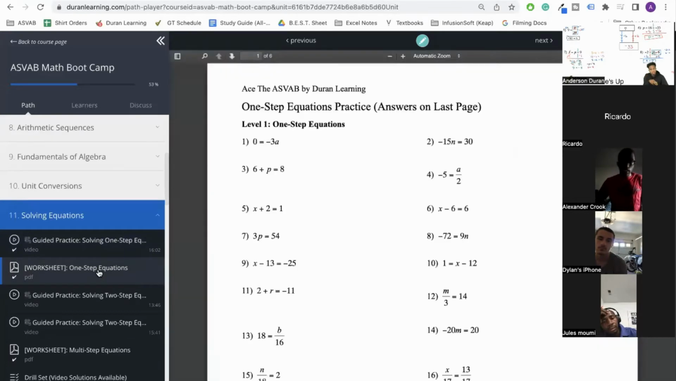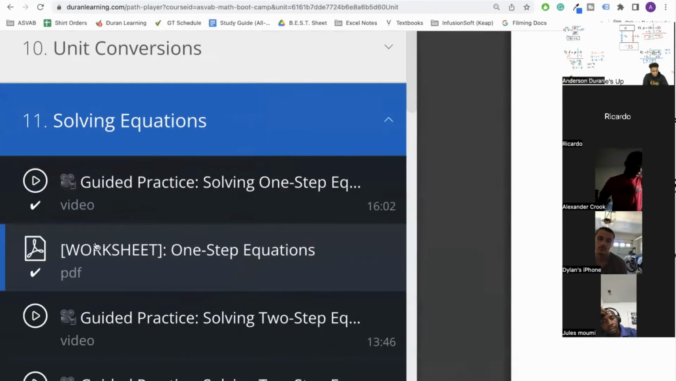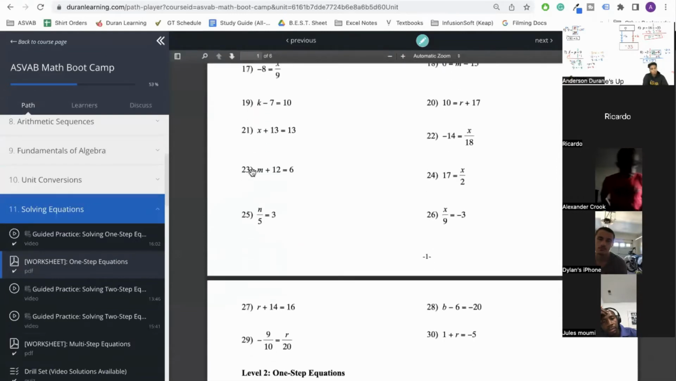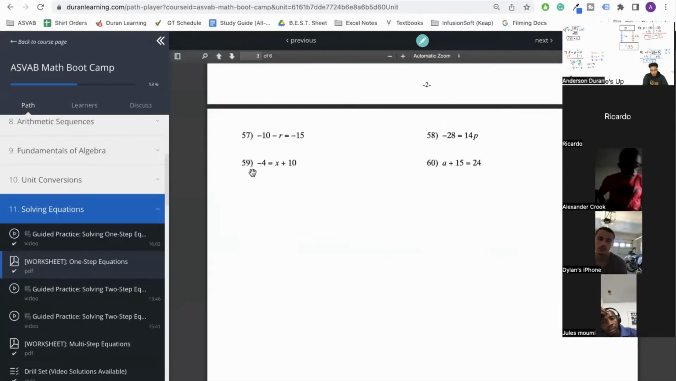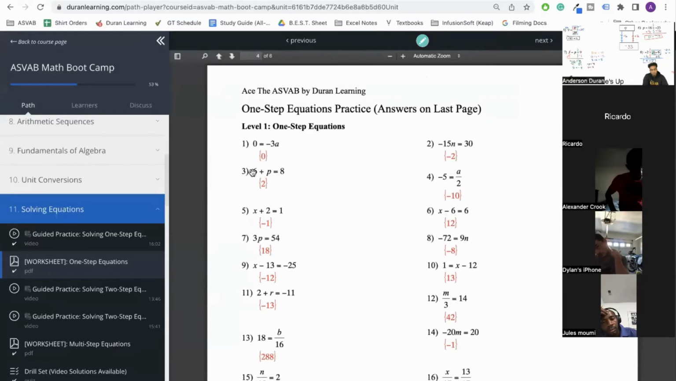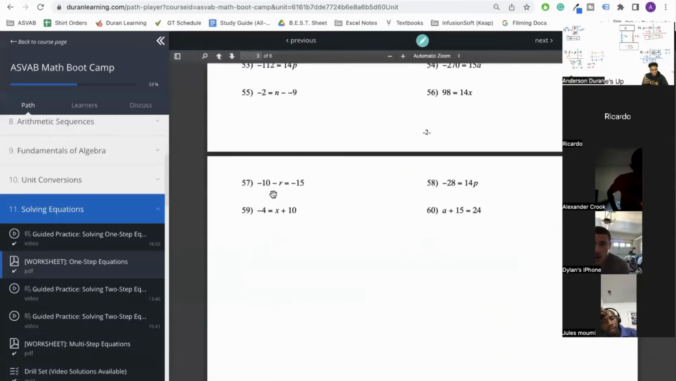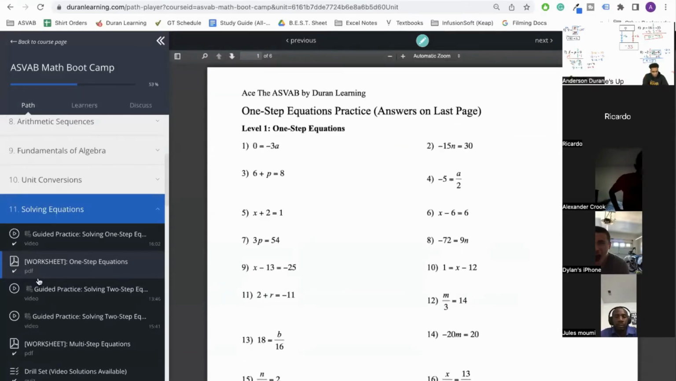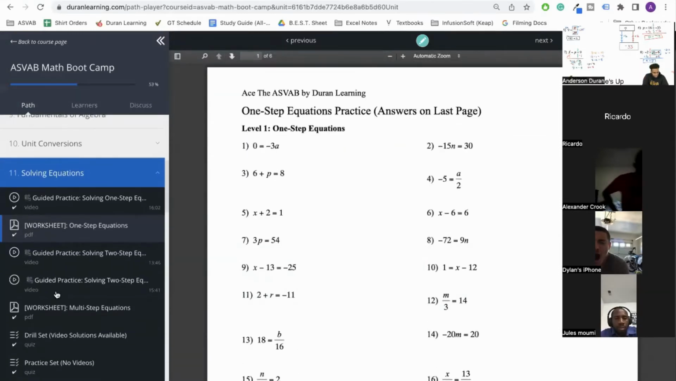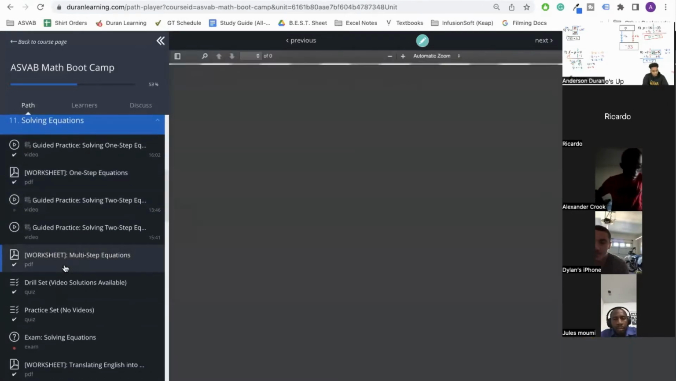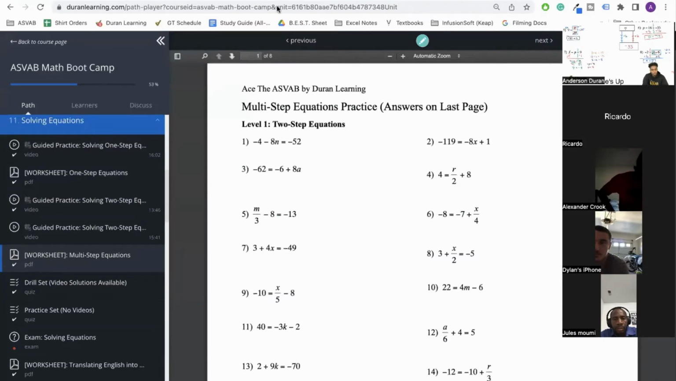Then the next little section right over here, you see that it says worksheet. The worksheet is where you can get plenty of practice for 1-step equations. You have 60 total problems, and you can look at the last page for the answers, so you can check your work nice and easy. And then from there, my party people, we have these videos for solving 2-step equations and worksheets for 2 steps. And we're going to have more and more coming up.